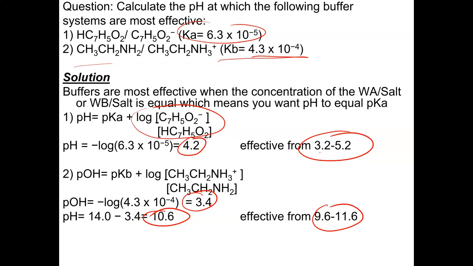And it makes sense. It's a basic buffer. You don't expect it to work in an acidic region. That's something you could have caught yourself. But in the event you think there's a possibility you're going to brain fart this, remember, Ka is only for pH. Kb is only for pOH. Make that correlation so you don't brain fart it.